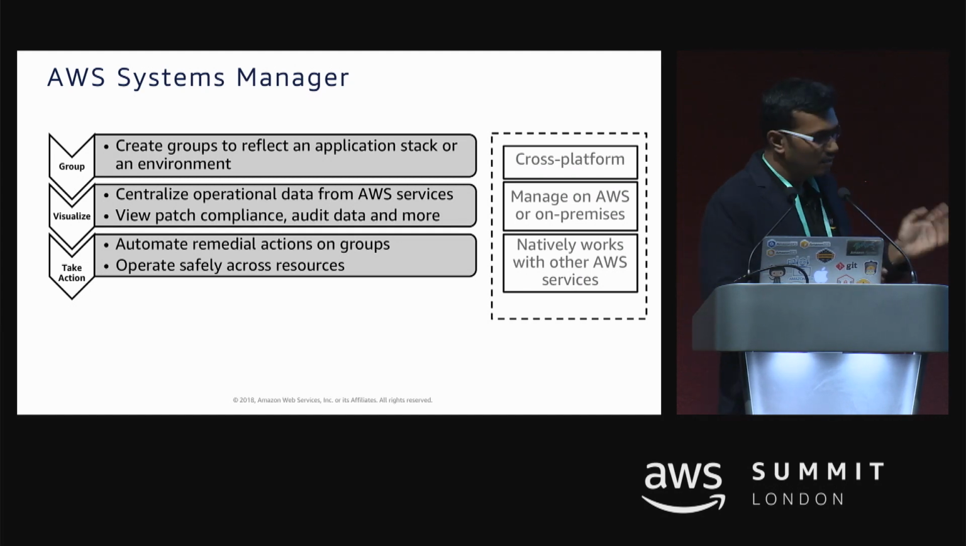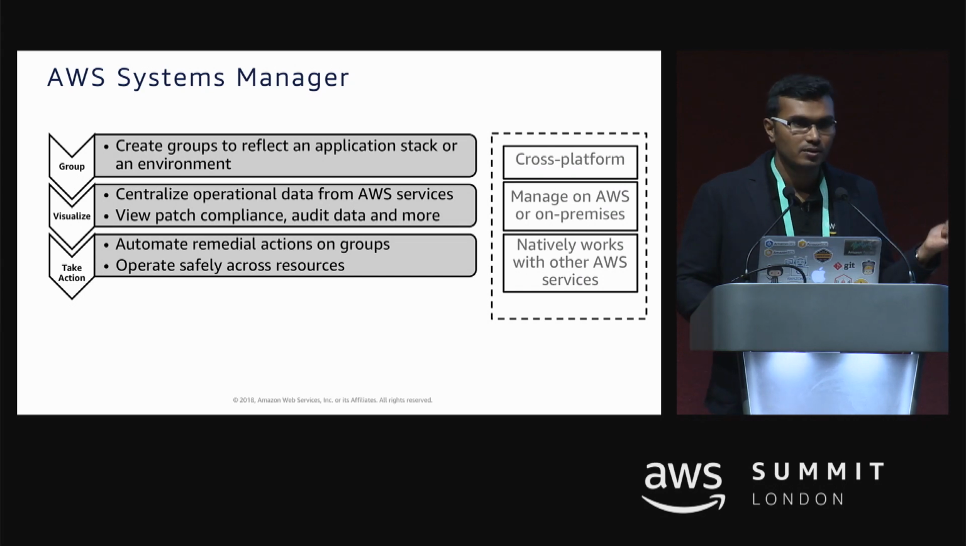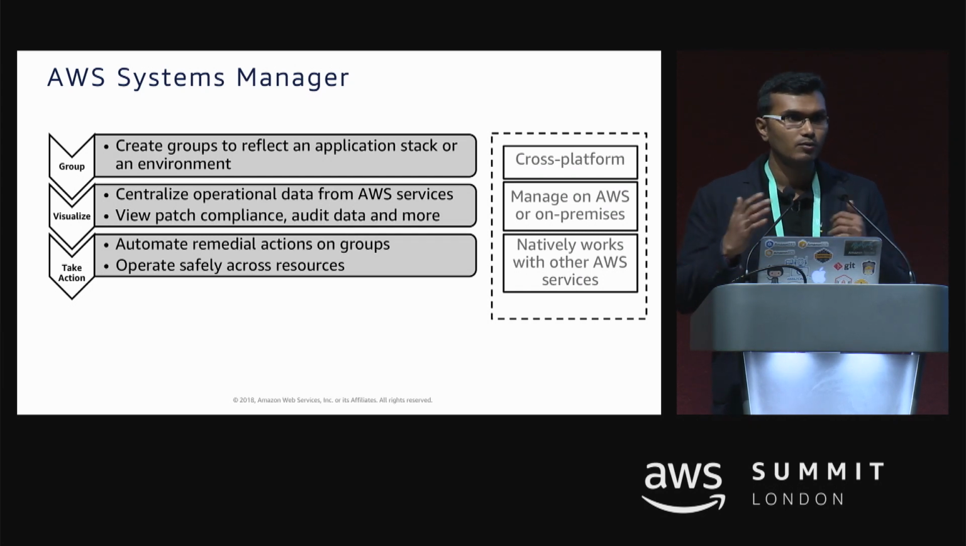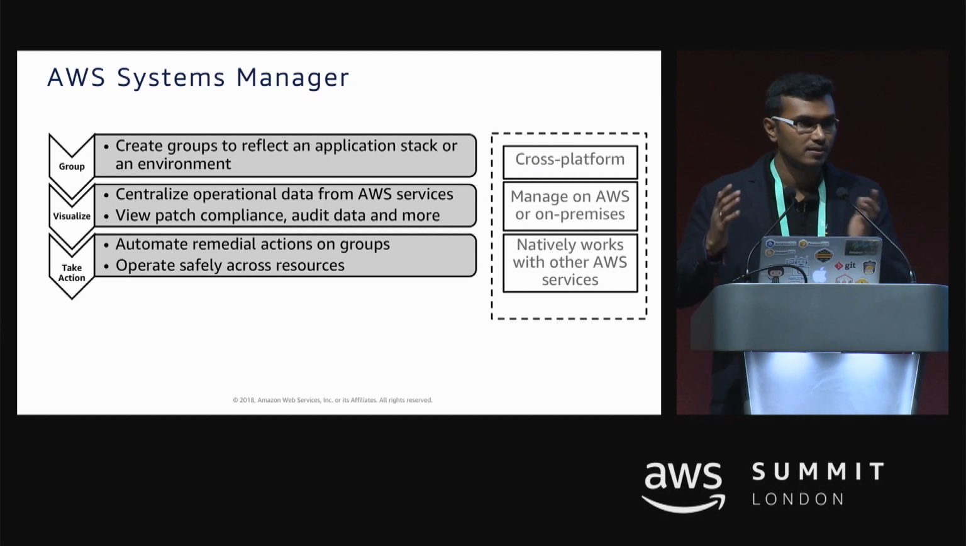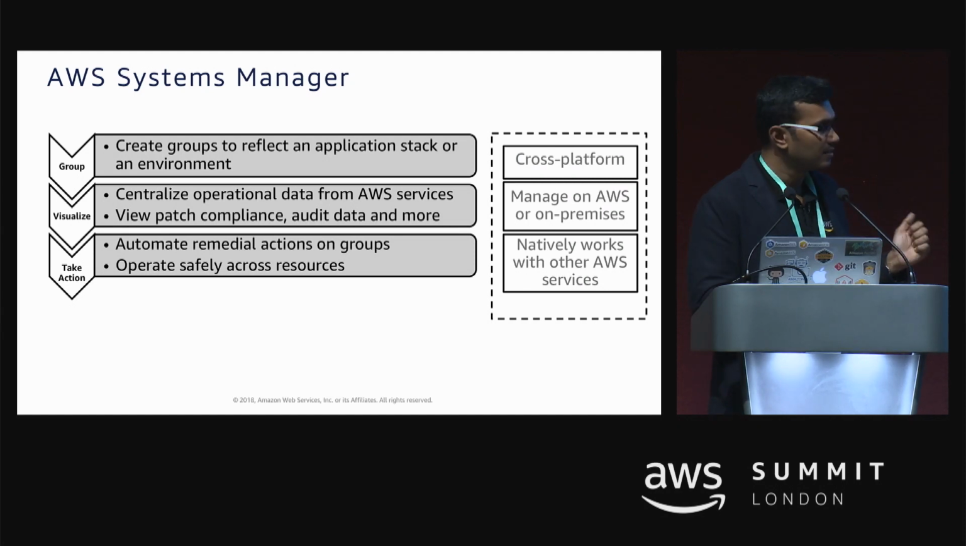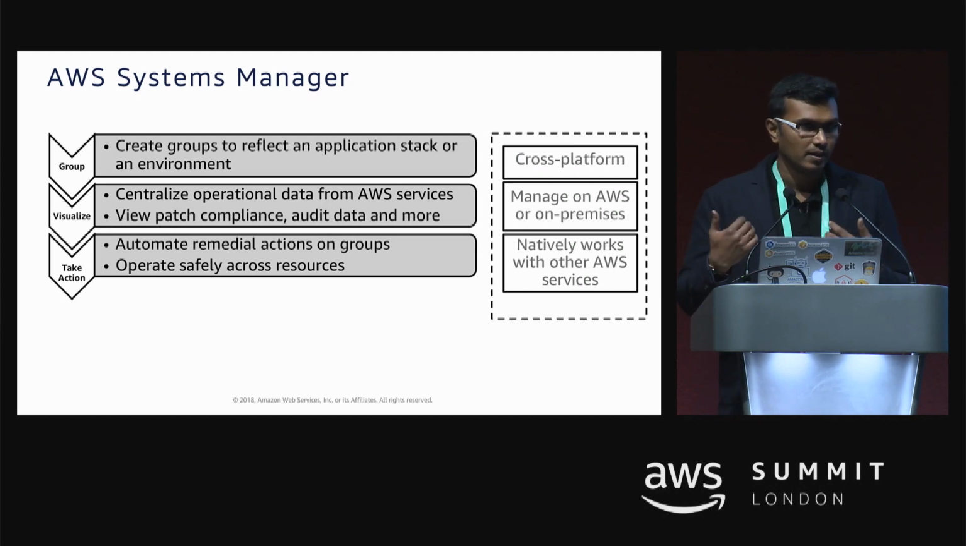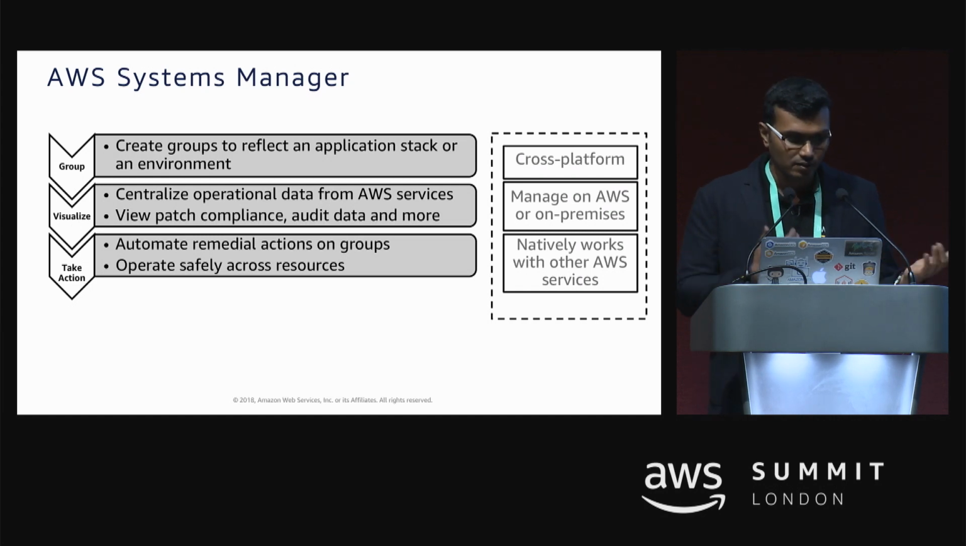Now, broadly, they are grouped into three categories. The first is a group that allows you to find resources and then group them in logical containers. This could be based upon your application stack, or based upon your environment. The second one is visualization or insights. This is basically to get a view of how your resources are doing across AWS as well as on-premises. And thirdly is take action. Based upon the insights you have gathered, what actions can you take is represented under take action. These are the remedial actions that you can take on the set of groups.